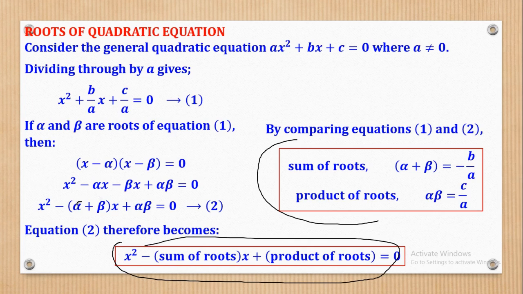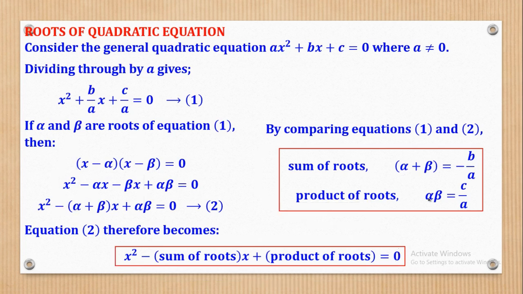You realize that this will be equated to this, and you come up with alpha plus beta equal to negative b over a. Negative, because this was negative alpha plus beta, so when I take the negative this side, I'll come up with negative b over a. Then product of roots, compare this with this, it will be c over a. So these two are very, very vital in this part we are on.